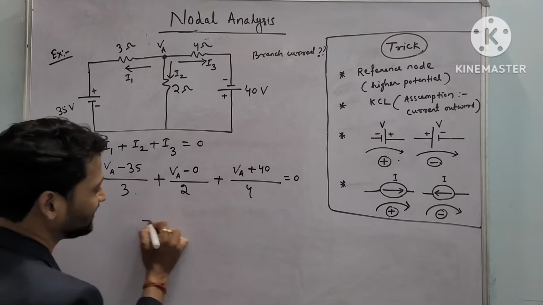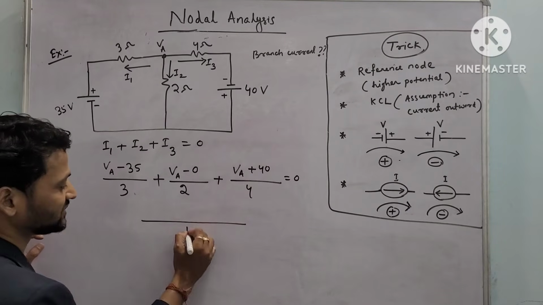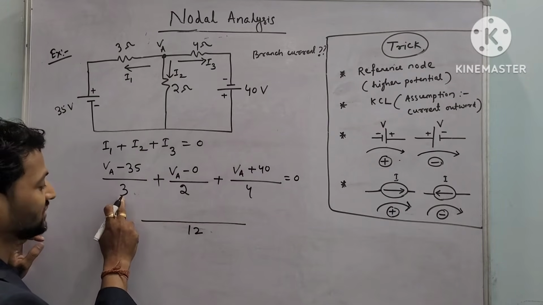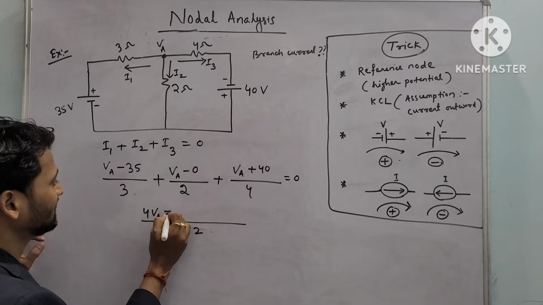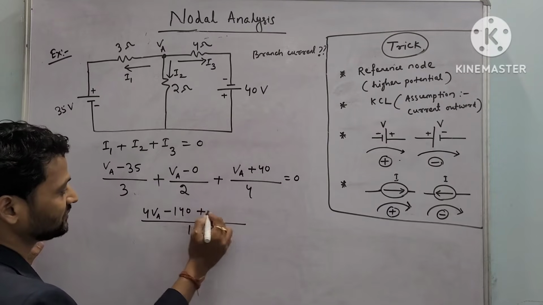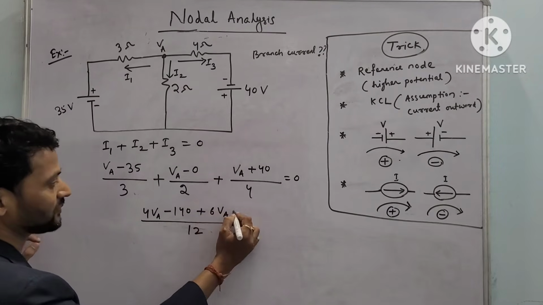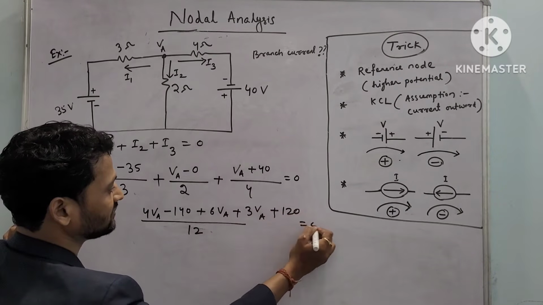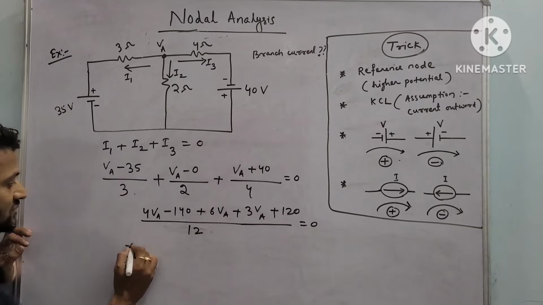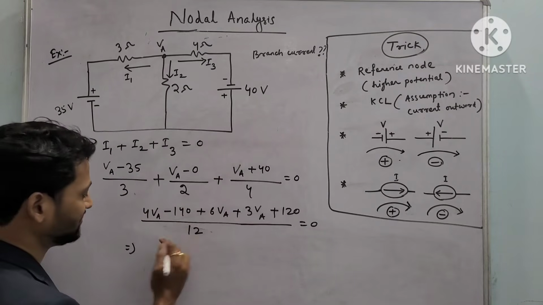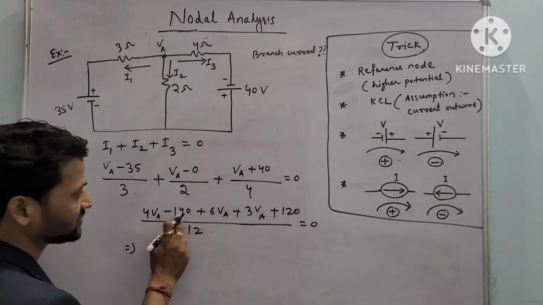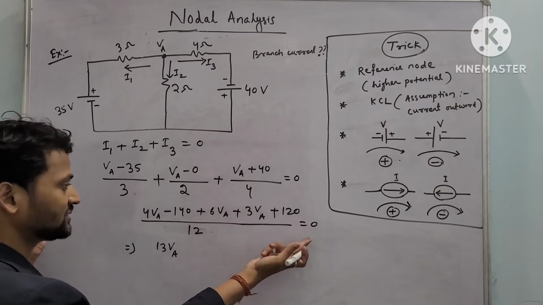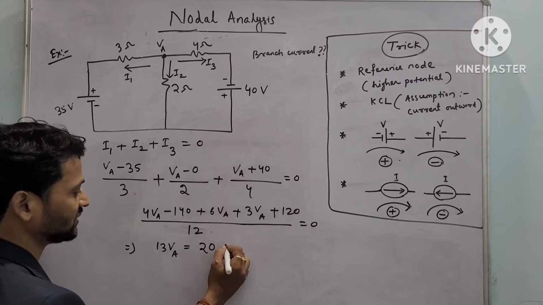Okay. Let us find the answer. 3, 2, 6. What is the LCM? Sorry, 12. 12 divided by 3, 2, 4. So 4 VA minus 140 plus 6 VA plus 3 VA, then plus 120 will be 0. So I can write 4 VA, 6 VA, 3 VA; it will be 13 VA minus 140 plus 120. It will be minus 20. Then bringing it to that side it will be plus 20, right?